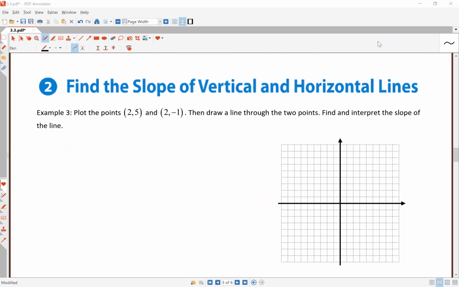Example 3. Plot the points (2, 5) and (2, -1), then draw a line through the two points. Find and interpret the slope of the line. Those two points lie on a vertical line.